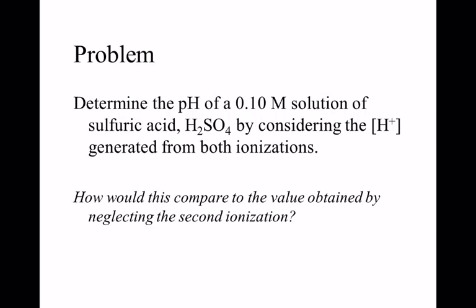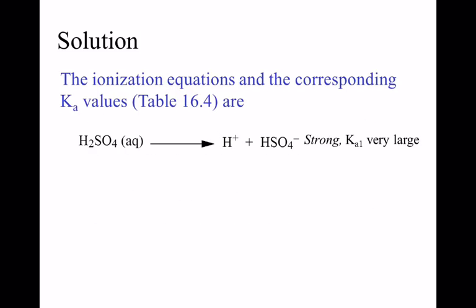Basically, we're going to take this 0.10 molar solution of H2SO4, as it was prepared, and see what the H+ hydrogen ion concentration is with both ionizations. We're going to add them together. So it looks like this. The first one: sulfuric acid is one of the 6 or 7 strong acids you need to memorize. H2SO4, strong acid, one-way arrow, goes into H+ and HSO4-. This is the hydrogen sulfate ion.